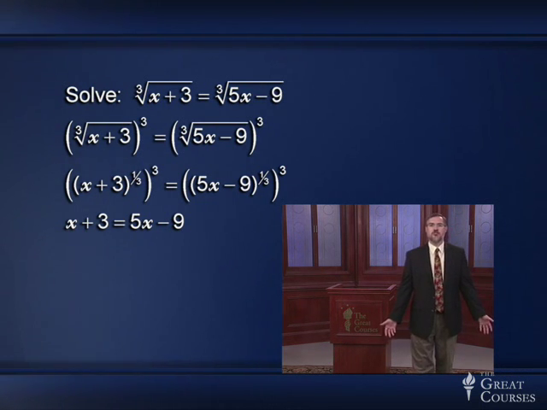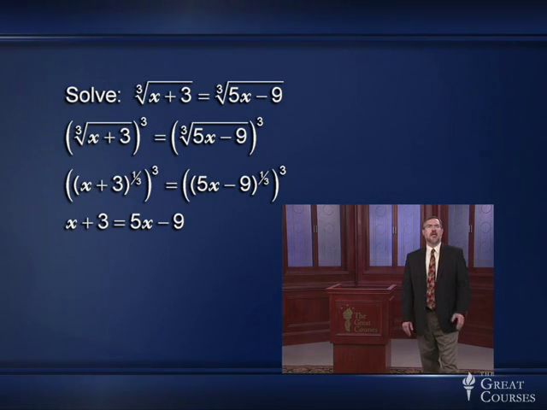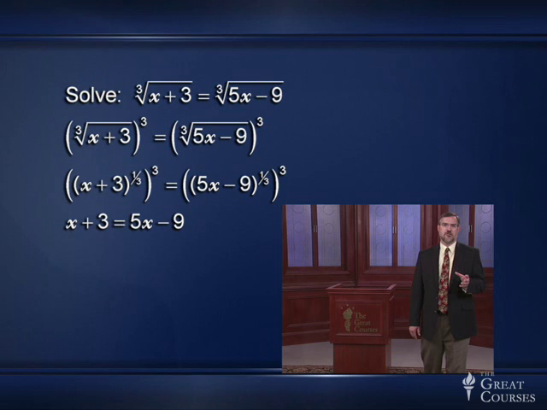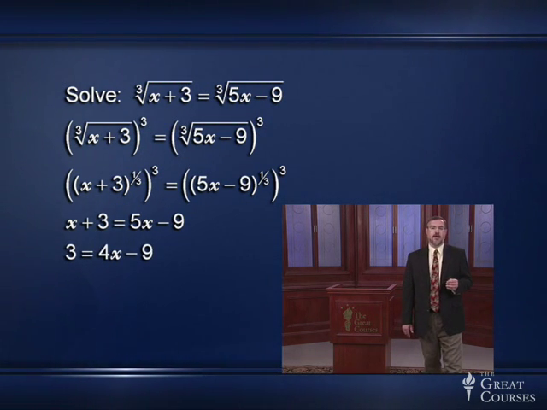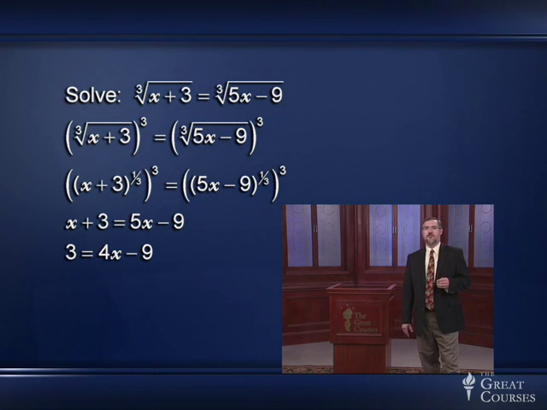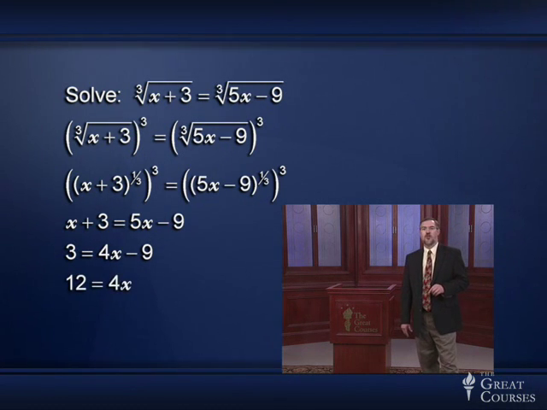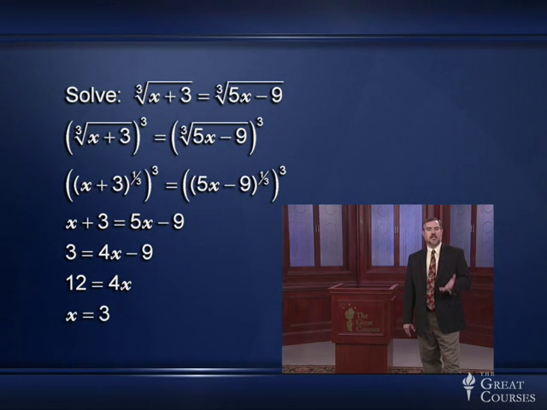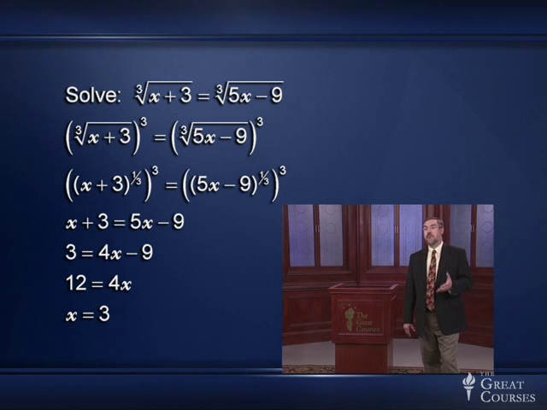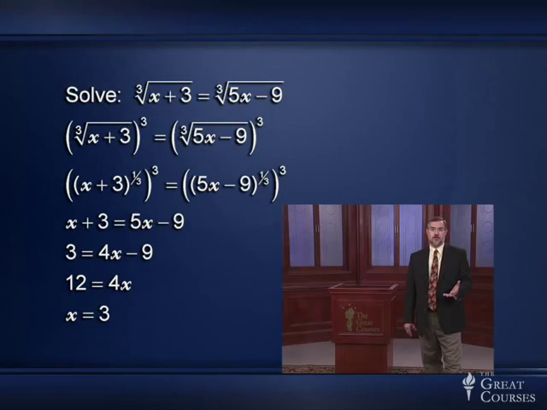This is a linear equation. You know how to solve this now, so let's just walk through it just to finish. If you subtract the x from both sides, you'll then end up with 3 equals 4x minus 9. And if you then add a 9 to both sides, what you'll really end up with is 12 equals 4x, and dividing both sides by 4 is going to give you x equals 3. So I believe that my solution is x equals 3.